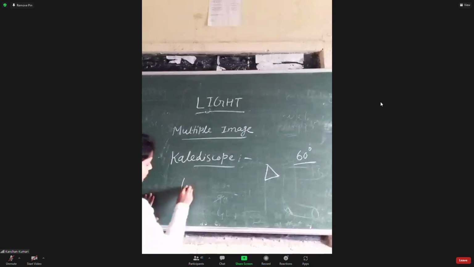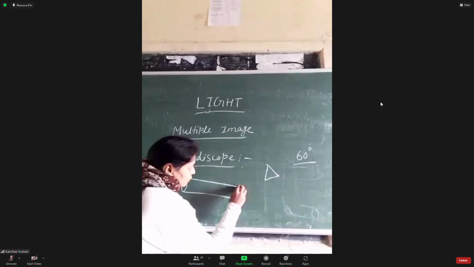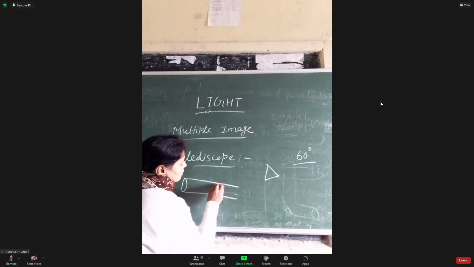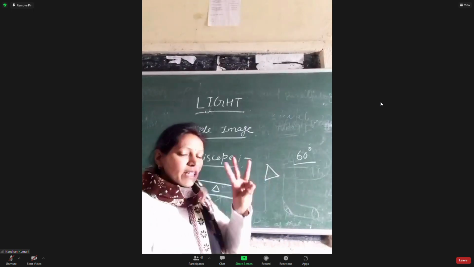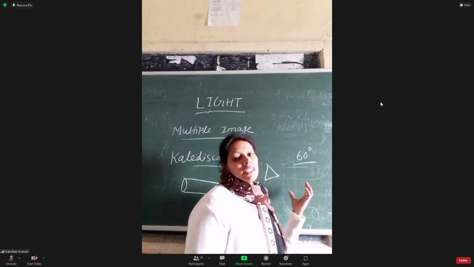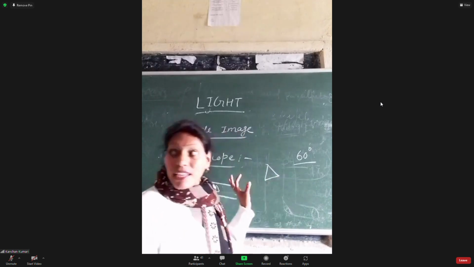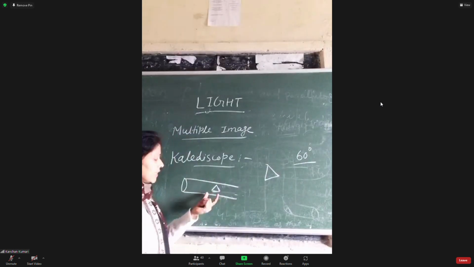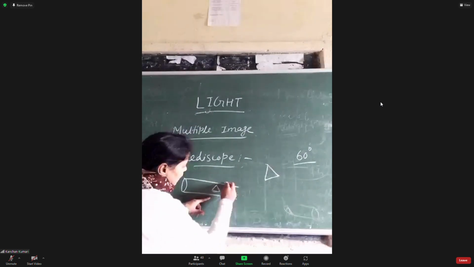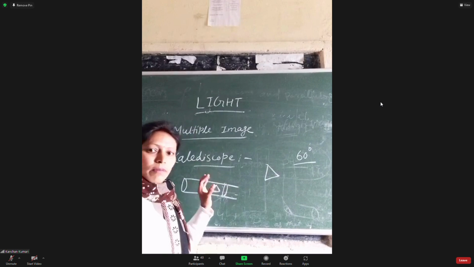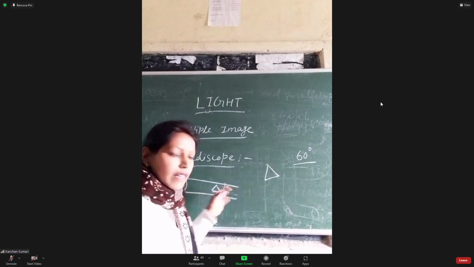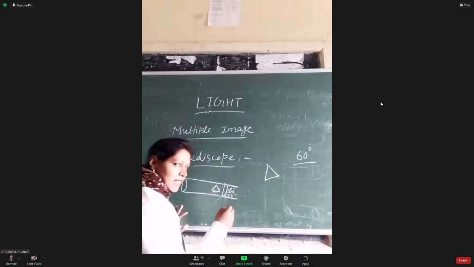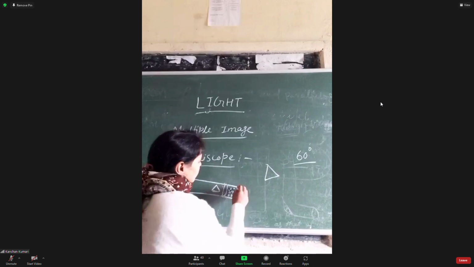How can we prepare a kaleidoscope? We will take a tubular structure, and in this we will place three plane mirrors attached like a prism. That prism structure will be placed in the long cylindrical tube. We will connect thin plastic paper here, which will help to reflect the rays. Here we will take some small objects, glass pieces, that will help to reflect.